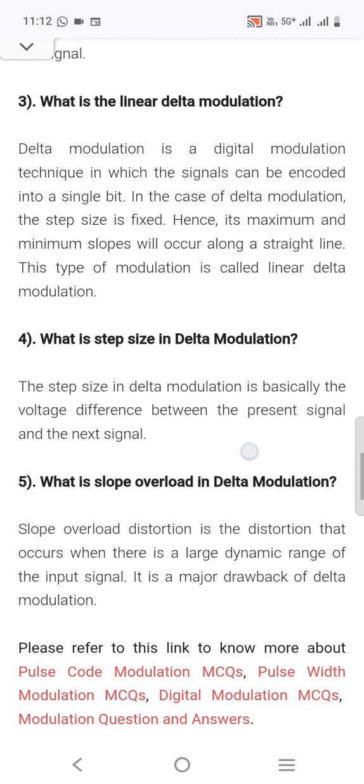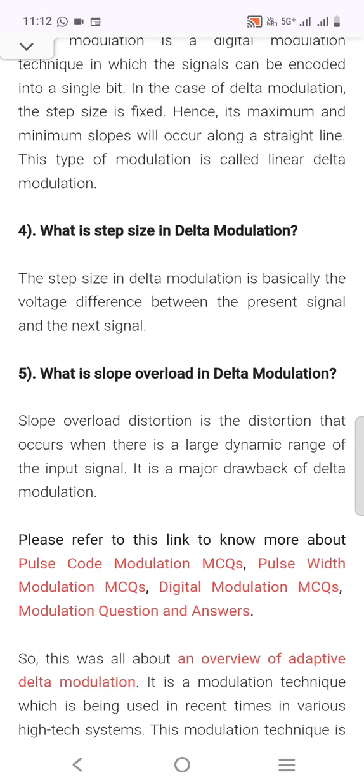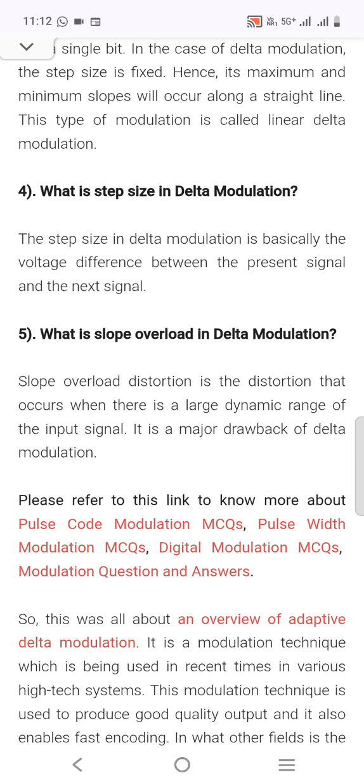What is step size in delta modulation? The step size in delta modulation is basically the voltage difference between the present signal and the next signal. What is slope overload in delta modulation? Slope overload distortion is the distortion that occurs when there is a large dynamic range of the input signal. It is a major drawback of delta modulation.